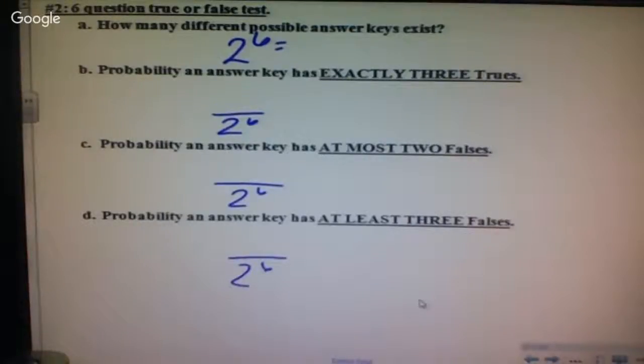Again, number 2, I gave you part A, which will do the bottom parts for B, C, and D. How many different possible answer keys exist? I'm doing 6 questions, true or false. So each question has how many options? 2. You've got true or false. I'm answering that 6 times. So that's 2 to the 6th power. You can leave it as 2 to the 6th if that's what you want. That's your bottom for each and every one of these.